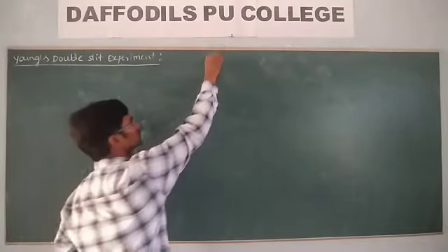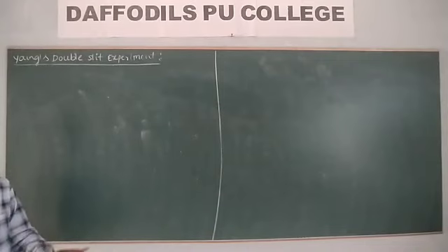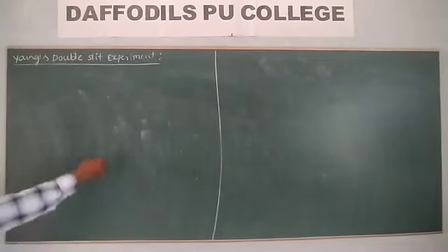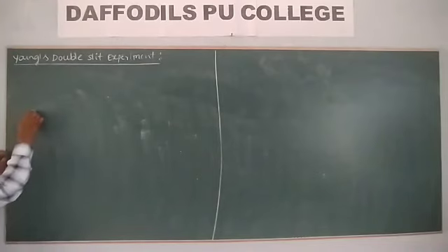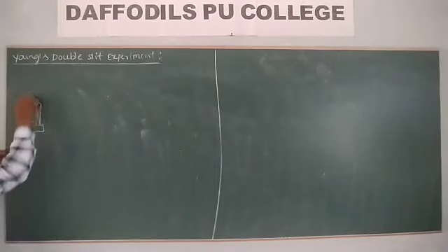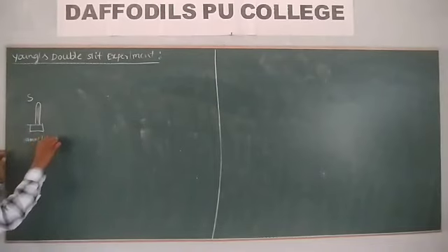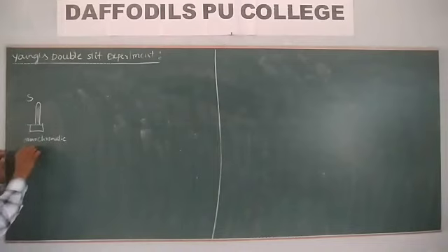In this, Thomas Young has taken one monochromatic light source, let us say sodium vapor or laser light, whatever monochromatic light. If we take here, this is the source of light, which is sodium vapor light. S is the source of light, a monochromatic source of light.